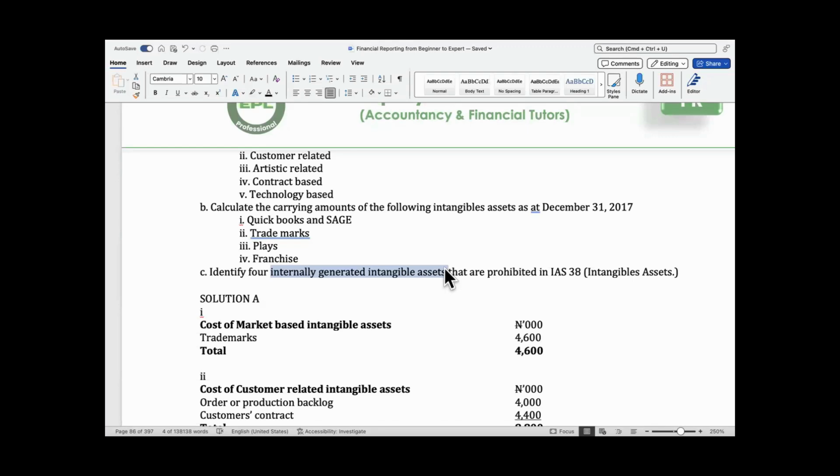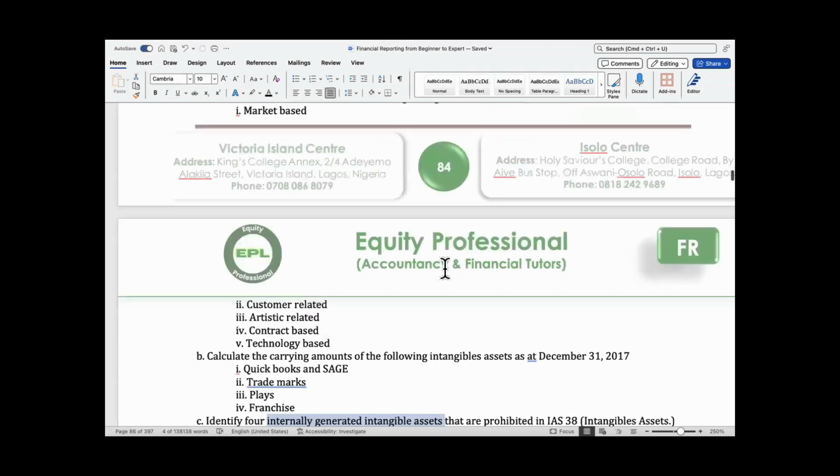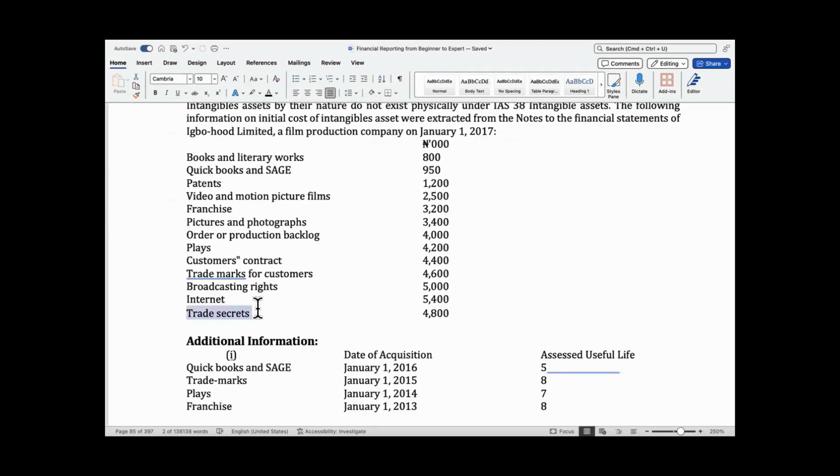And from this question, trade secrets can fall into that too. Yes, we have trade secrets. Which other one can we bring in? Customer contracts. No. I thought it was contact, not contract. Maybe customer lists. Yeah, customer list. Those are what they actually mentioned here.